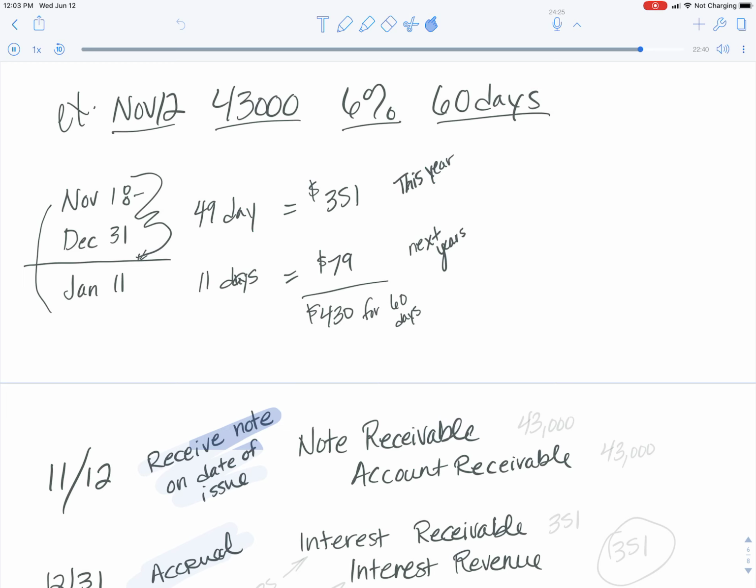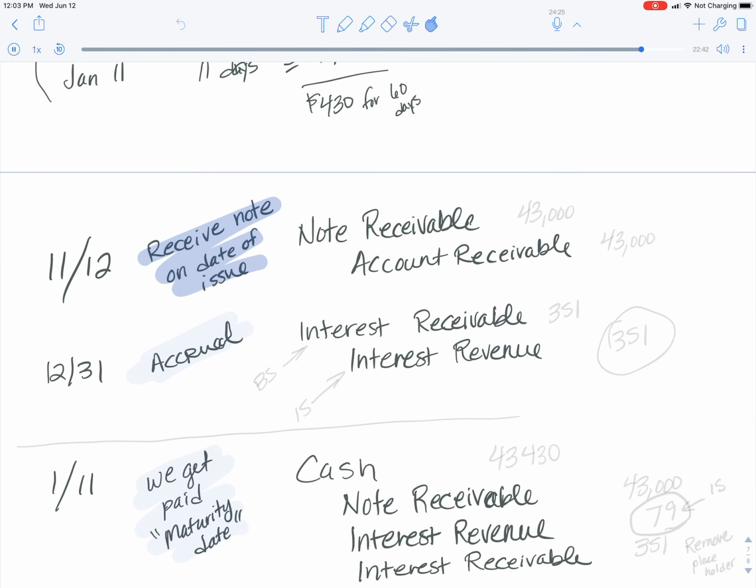On November 18th, we received the note. So we're going to put on the $43,000 of the face amount and take off the account receivable they haven't been paying us. Then at 12/31, we have to make an accrual for the interest revenue for this year. So we're going to say it's receivable because we haven't received it yet, and that's our placeholder, and interest revenue to make sure that we get that revenue in the income statement. And this placeholder is on the balance sheet.